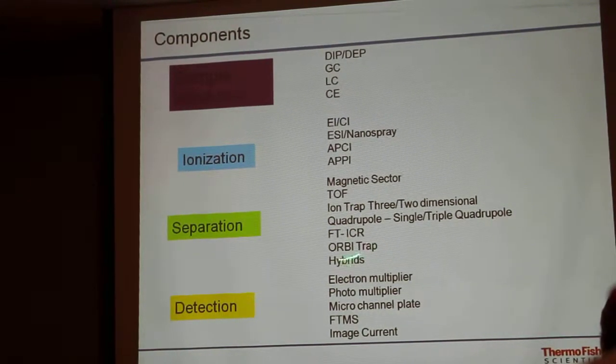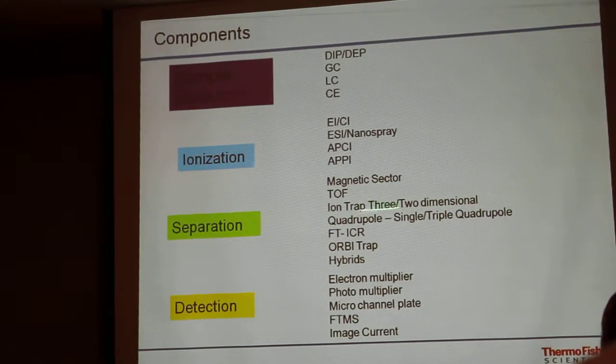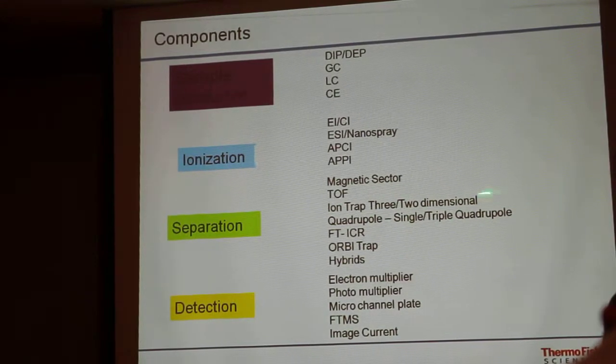Mass separations, magnetic sector was the first mass spectrometer. Our factory in Bremen, Germany has been building magnetic sector instruments continuously since 1947. Time of flight has been around since the 60s. Ion trap we introduced in 1982. This was an invention brought to market by Thermo, as is quadrupole. The very first single quadrupole and the very first triple quadrupole were both also from what was then called Finnegan, is now a part of Thermo Scientific.